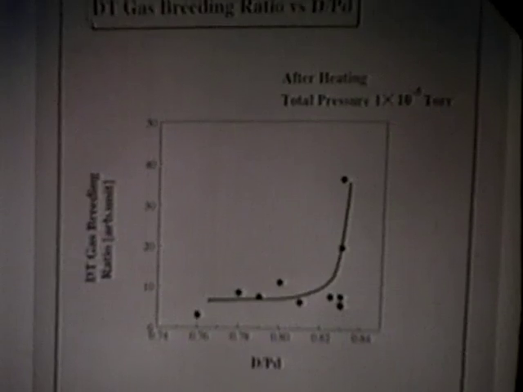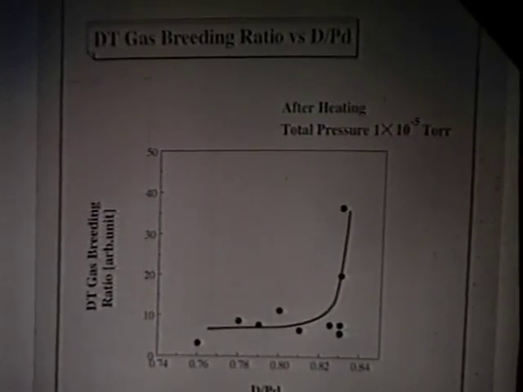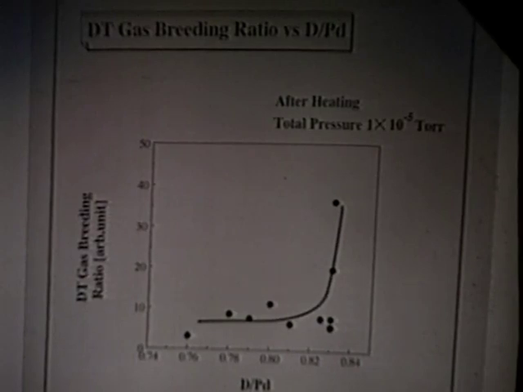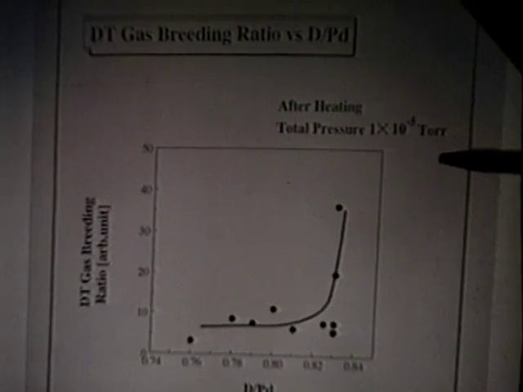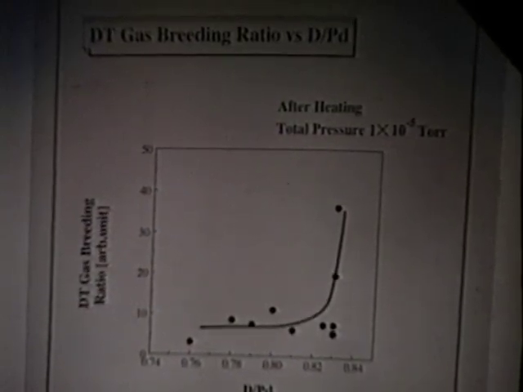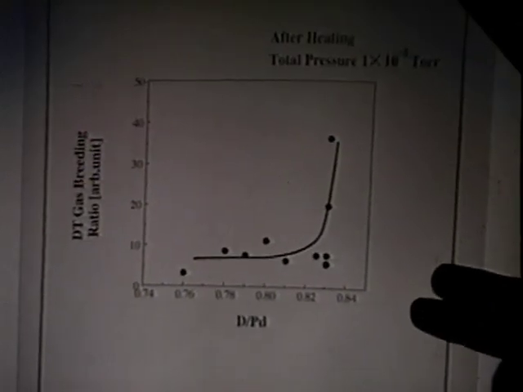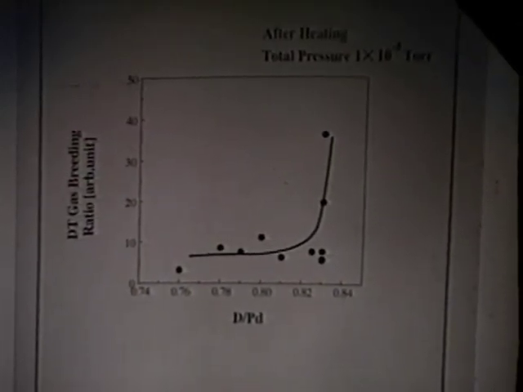Let's move on to the discussion. We observed tritium production with high reproducibility. Then we summarize the relation between the loading ratio D/Pd and the DT gas breathing ratio. In these figures, DT gas breathing ratios are evaluated at 10 to the 5th seconds after heating. It is considered that the DT gas breathing ratio tends to increase as D/Pd increases. Therefore, it seems that the DT gas breathing ratio is related to D/Pd.